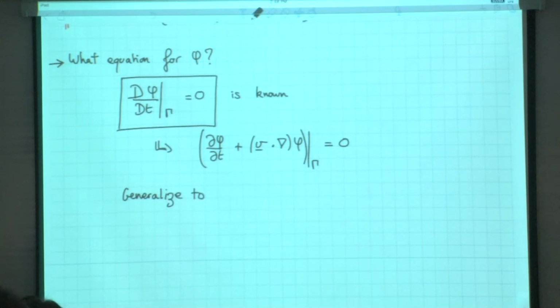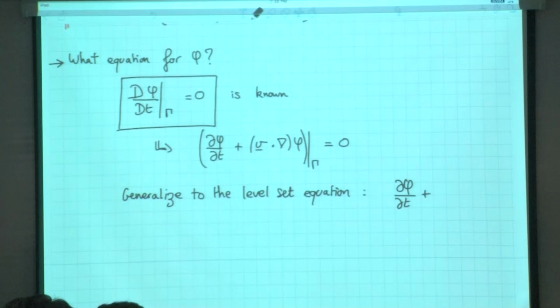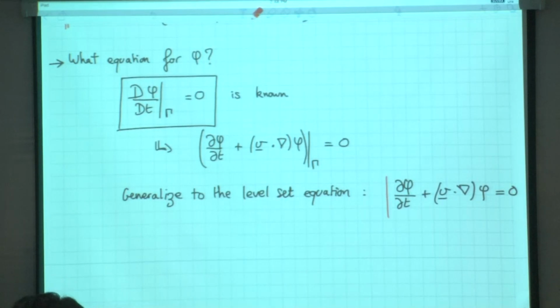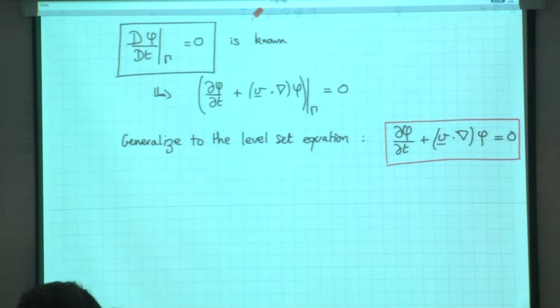to the so-called level set equation, which is nothing particularly exciting. It's just pure material transport of our phi function. So this is the equation we're going to be solving. A simple material advection problem at the fluid velocity.